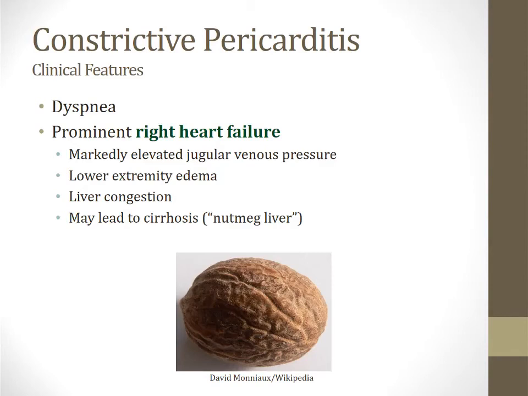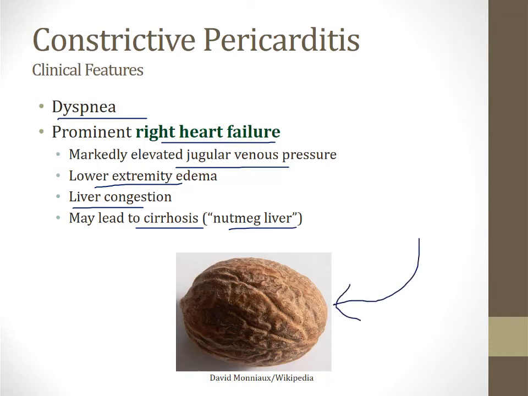The main complaint that patients with constrictive pericarditis have is dyspnea, and you should be aware that on exam, right heart failure symptoms predominate. The right ventricle is the most impacted by that calcified pericardium surrounding the heart. So these patients often have signs and symptoms of right heart failure. This includes elevated jugular venous pressure, lower extremity edema, and even congestion of the liver that can sometimes lead to cirrhosis. When the liver becomes cirrhotic from heart failure, that's called nutmeg liver, and this is a picture of a nutmeg to remind you of that on the screen.